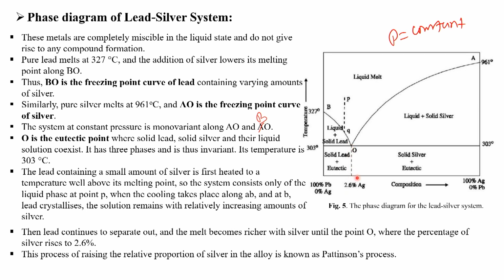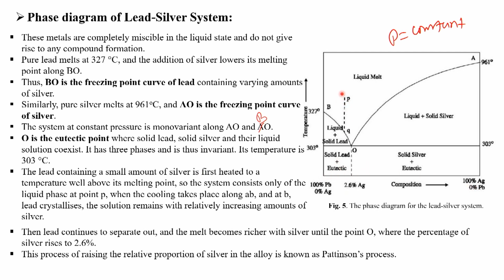So when we have 2.6% silver and the rest is lead, and the temperature is 303 here, then we reach the eutectic point. The lead containing a small amount of silver is first heated to a temperature well above its melting point. So, lead containing a small amount of silver: the small amount of silver is on this side, and it contains mostly lead.